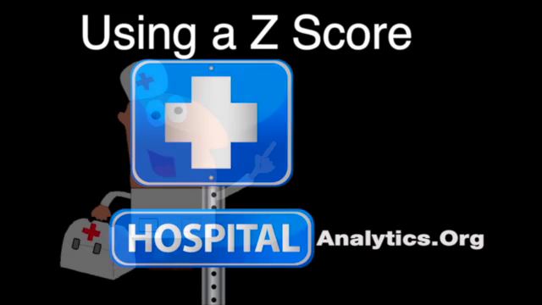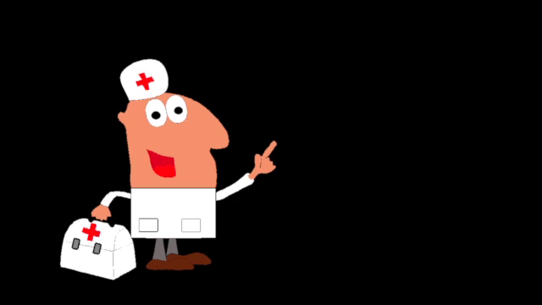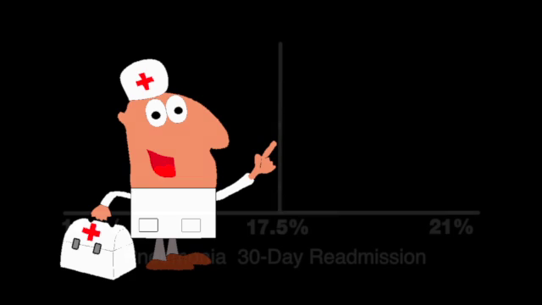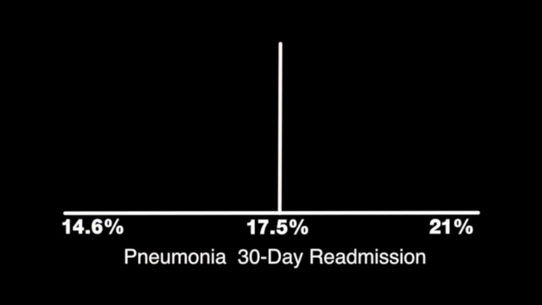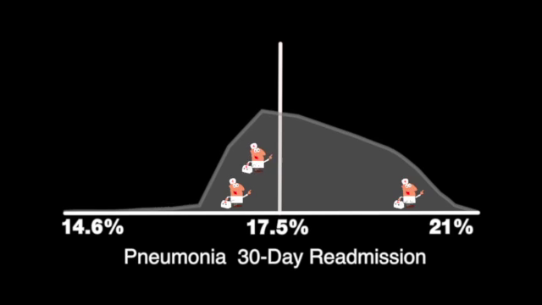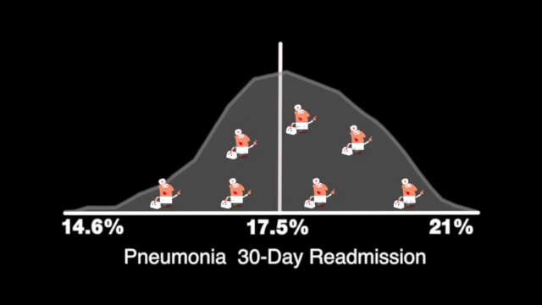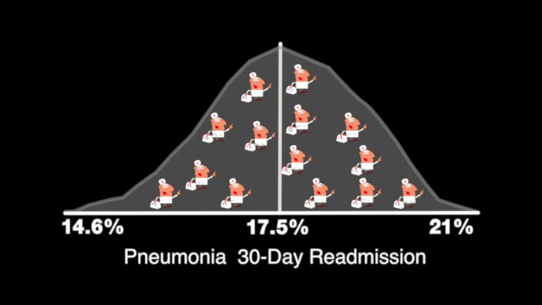Using a z-score. If you haven't already done so, it might be useful to visit the videos on average, standard deviation, and normal distribution curve. Let's take a theoretical example of working with the Department of Medicine and the Quality Improvement Department to identify those physicians in the Department of Medicine that have higher 30-day readmission rates for pneumonia than their peers. In our example, we'll have 100 physicians whose readmission rates fall between 14% and 22%, with the average being 17.5.